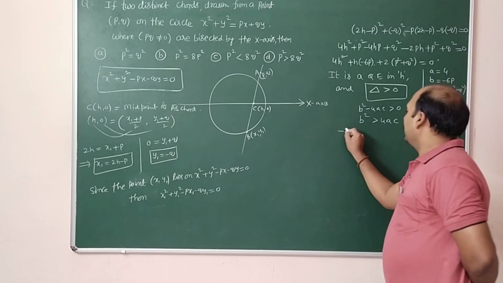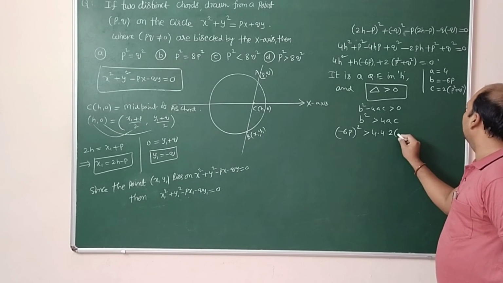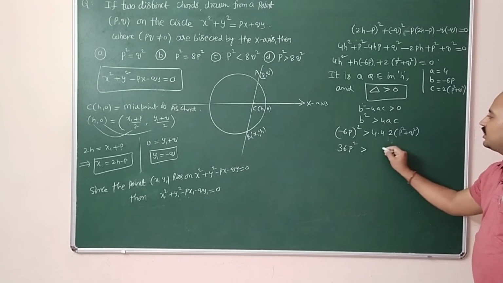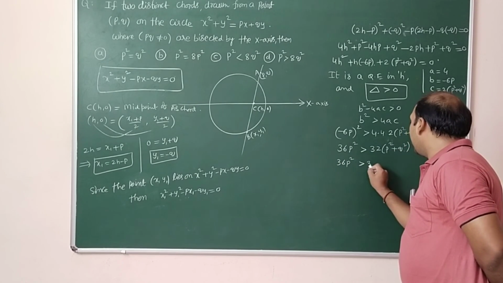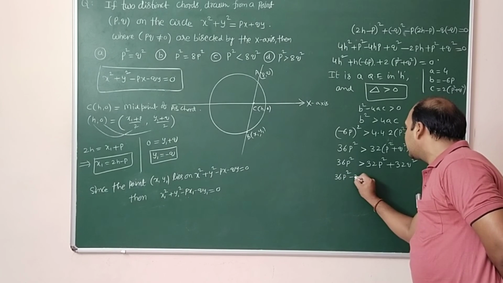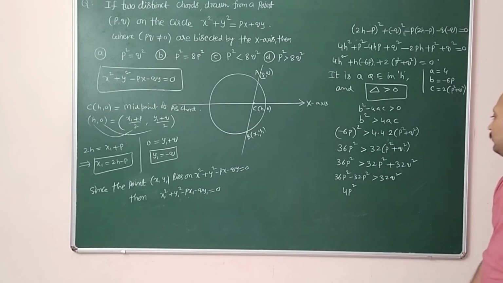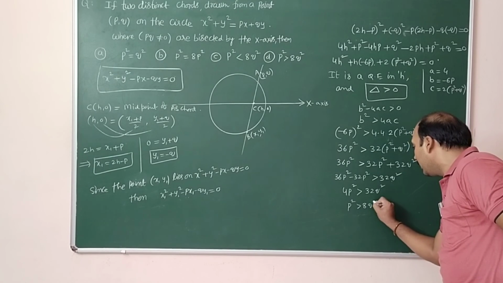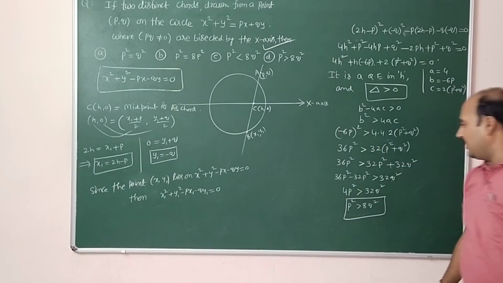What is b here? (−6p)² is greater than 4 times the a value 4 times the c value 2(p² + q²). So 36p² > 4 × 4 × 2 = 32(p² + q²), so 36p² > 32p² + 32q². Taking 32p² across, 36p² − 32p² > 32q², so 4p² > 32q². Dividing by 4, p² > 8q², which is the required condition, given in the fourth option. p² > 8q².